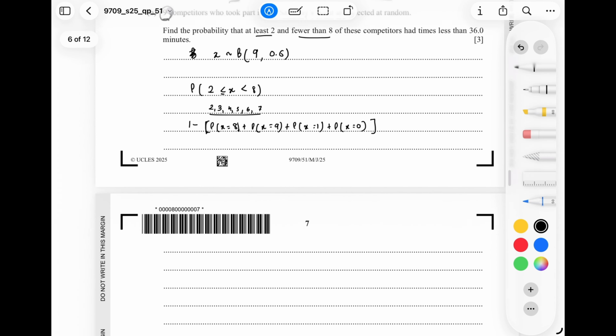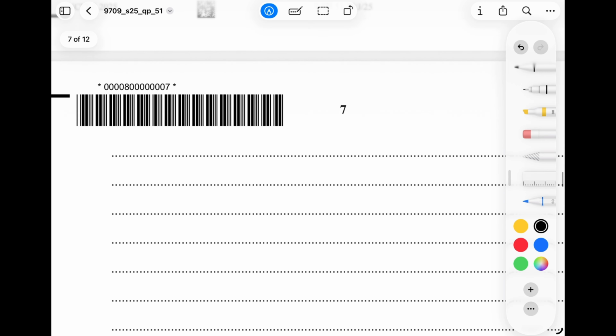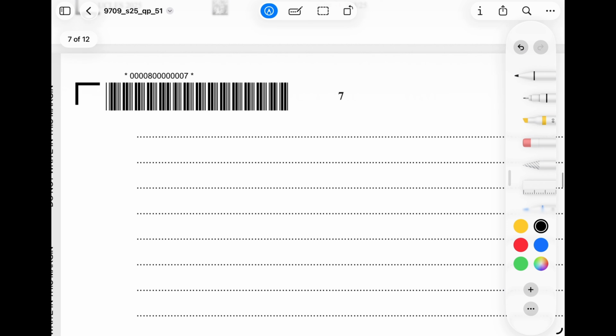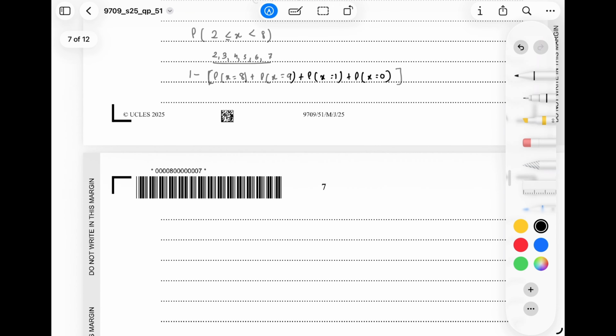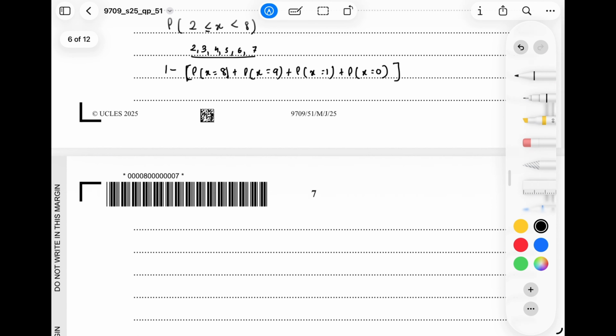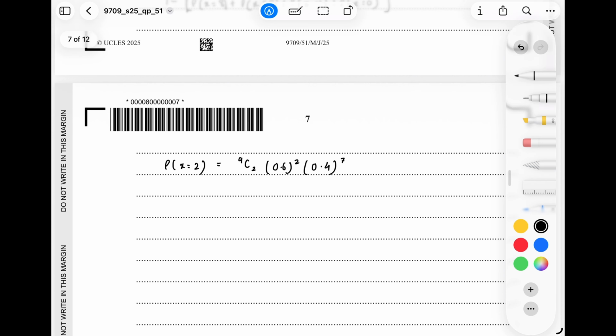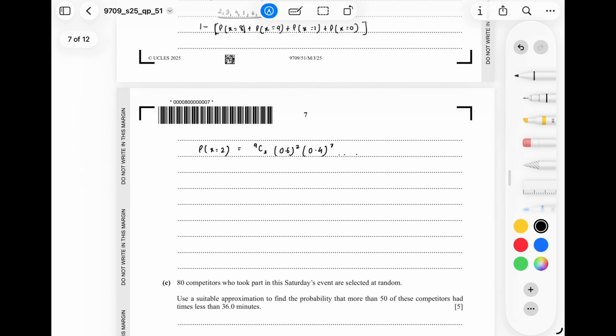So we can just do 1 minus this or this, and it's a lot of work either way, so you just have to do all the working. But initially I didn't even realize that you could do it the other way. I just did it the longer way, so I'll just keep doing that. The first one was P of X equals 2, right? So out of the 9 people, you're going to choose 2, rate of success raised to the power 2, times rate of failure raised to the power 9 minus 2, which is 7. And it's just going to repeat that for every single value.